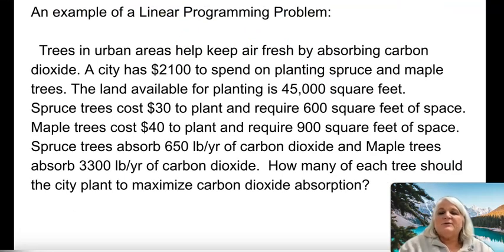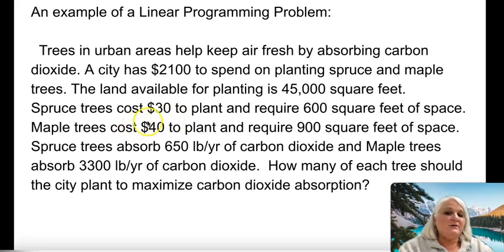So I would like to go through an example so that you know what's going to be happening of a linear programming problem. The one that I chose is: trees in urban areas help keep air fresh by absorbing carbon dioxide. A city has $2,100 to spend on planting spruce and maple trees. The land available for planting is 45,000 square feet.